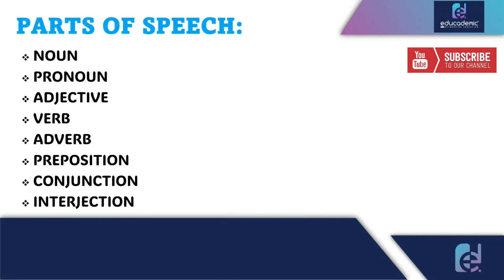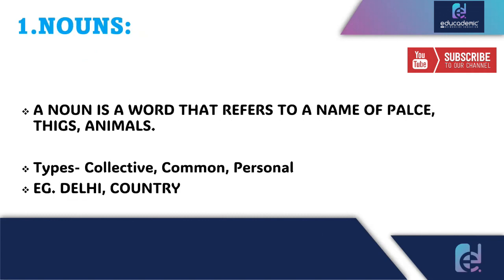Then come the different parts of speech, and they cover 8 different parts. The first one is noun, followed by pronoun. Then come the adjective, verb, adverb, then the preposition, conjunction, and the last one is interjection. And from the next slide, we will be discussing those parts of speech in detail. The first one is noun.